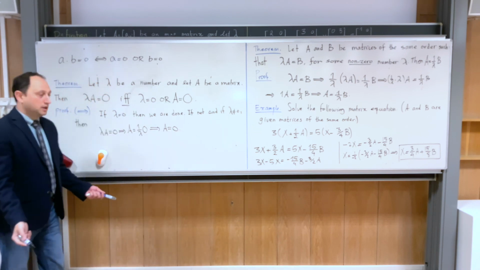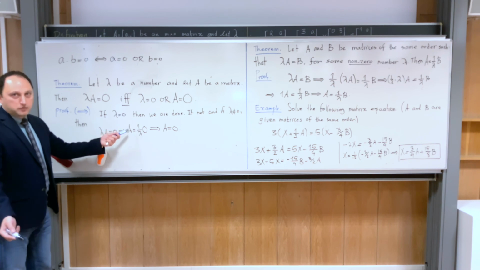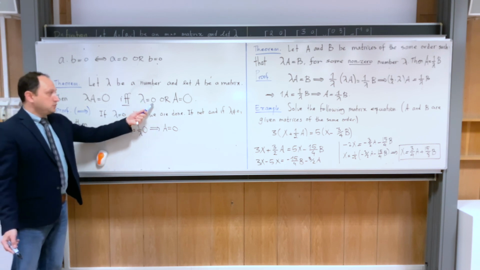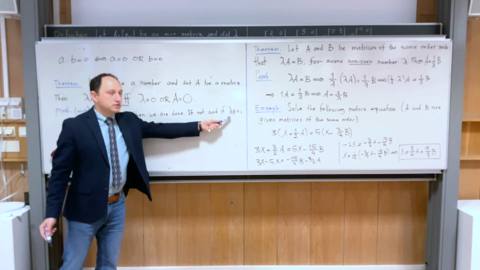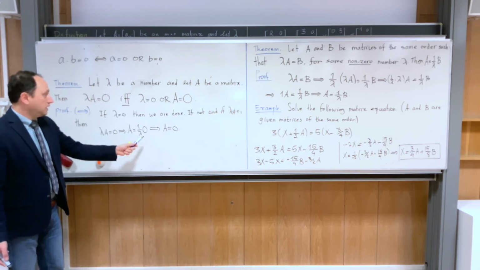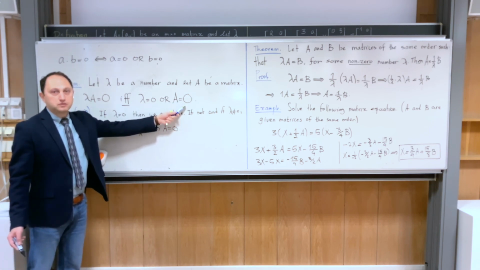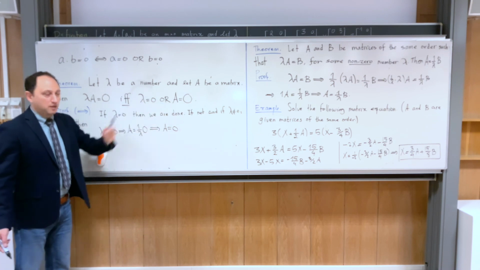So what does it mean? It means that if lambda is 0, I am done, because I want to show that either this one happens or that one. If not, and if lambda is not 0, then I can use the previous theorem using this idea and show that the second one happens. So either this happens or that happens.